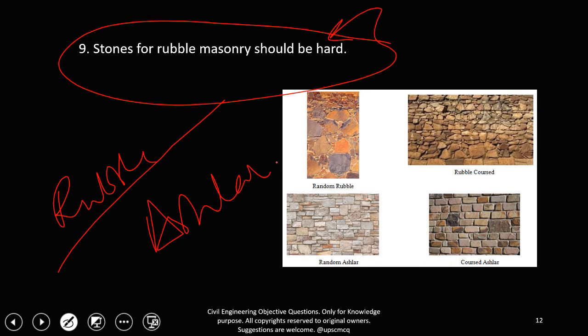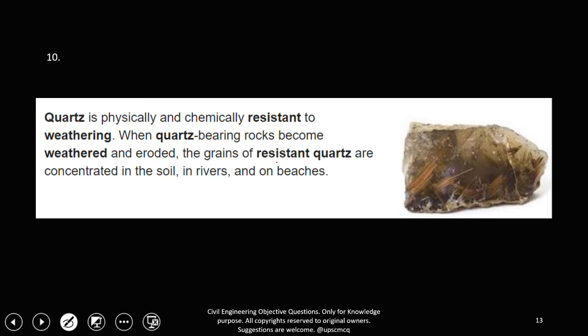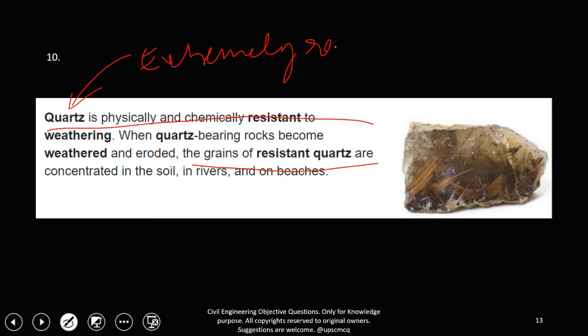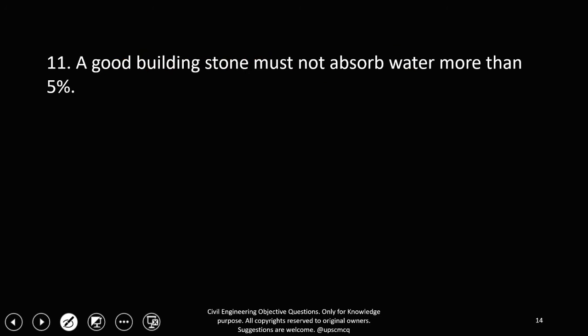Quartz is physically and chemically resistant to weathering. When quartz-bearing rocks become weathered and eroded, the grains of resistant quartz are concentrated in the soil. Therefore, quartz is extremely resistant against chemical and physical weathering and not prone to weathering.